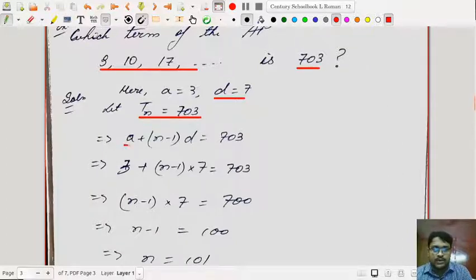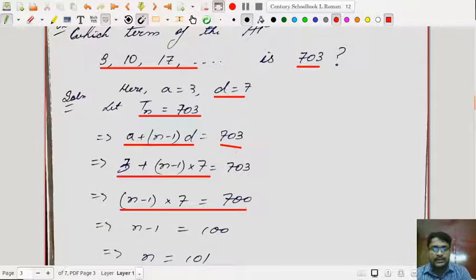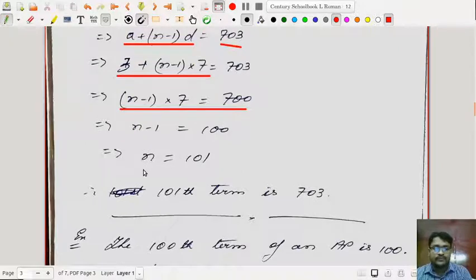From the given information we can write a equal to 3, because the first term here is 3. The common difference is 7, so d equal to 7. Let us suppose that the nth term is 703. So you put the formula: a plus n minus 1 into d equal to 703. We put the values of a and d: 3 plus n minus 1 into 7 equal to 703, and then solve it. 3 goes to the other side, so n minus 1 into 7 equal to 700. So n minus 1 is 100, that is n equal to 101. So the 101st term is 703.